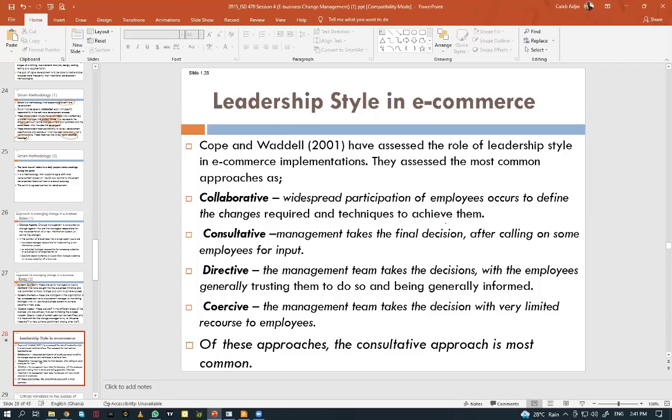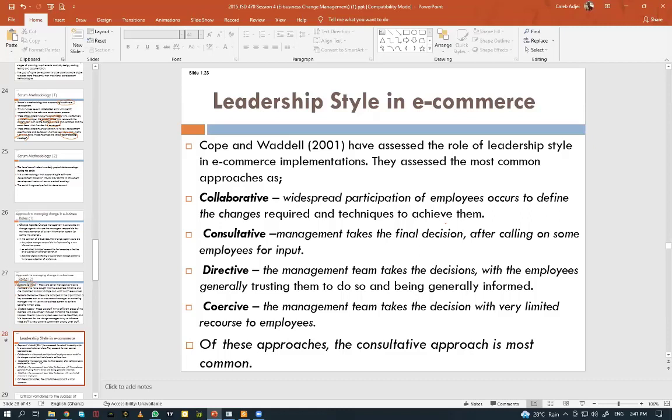Then we have what we call the directive leadership style. That is, the management team takes the decision. And in this case, the employees are generally trusting them that they will be able to implement changes that will be in the interest of everybody. So we call it the directive change. So we agree that yes, they are the leaders, they can do it, and we know that whatever they implement is in the interest of all of us.